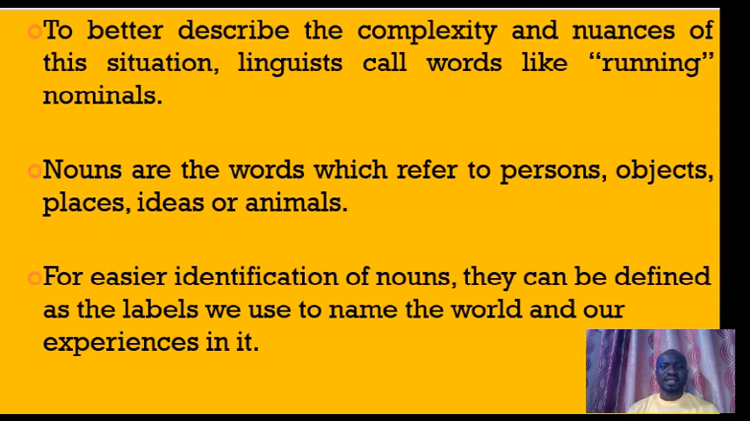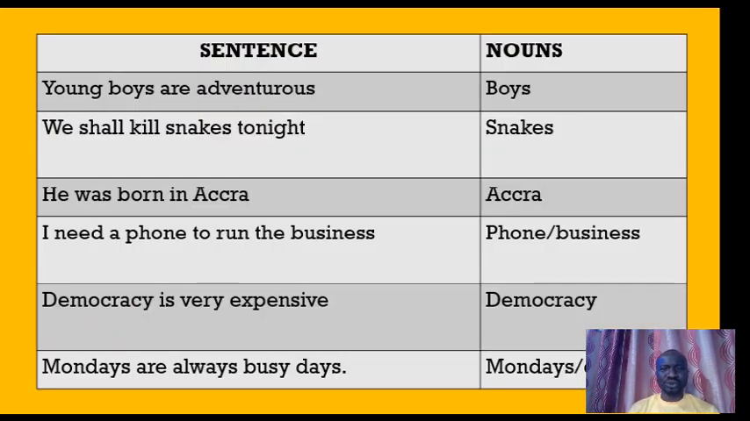Nouns are the words which refer to persons, objects, places, ideas, or animals. For easier identification of nouns, they can be defined as labels we use to name the world and our experiences in it. For example, let us go into some sentences and find out the nouns in such given sentences. Example 1, we have: Young boys are adventurous. Here we have boys. Boys is given as the name in this sentence, so it is a noun in the sentence.